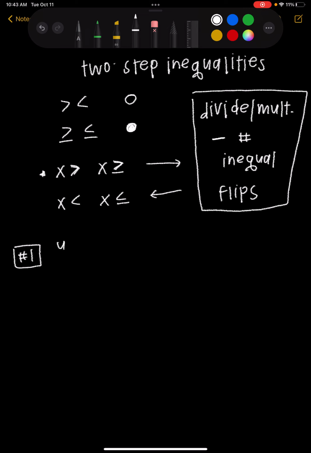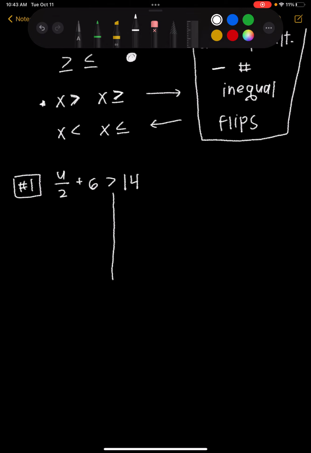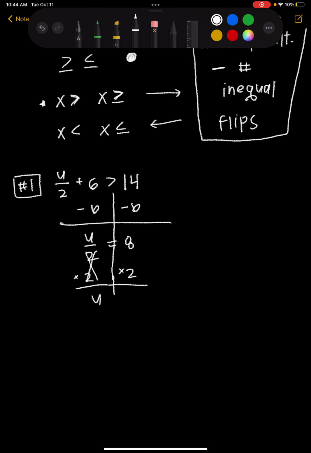First example is u over 2 plus 6 is greater than 14. We're going to set it up exactly the same way as an equation. So we want to get rid of the 2 and the 6. We start by getting rid of the 6 first because it's adding. So to get rid of the added 6, we subtract 6 from each side. And we would get u over 2 is greater than 14 minus 6, which is 8. Then we still want to get rid of the 2. So we would multiply each side by 2 because right now it's dividing by 2. The 2's cancel out, and we would get u, and then 8 times 2 is 16.